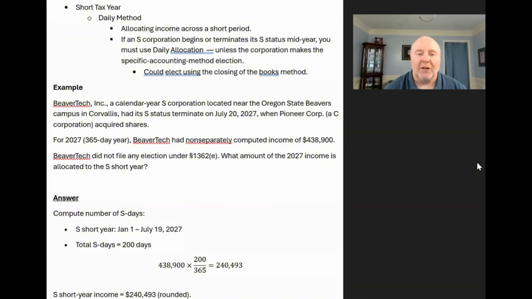All right, so when we're dealing with a short tax year, what we're trying to do is allocate our income across the time of the year that we were an S corporation and the time that we're, say, a C corporation. So we need to figure out how we're allocating this. And the method that we're going to use in order to do this is going to be the daily method.